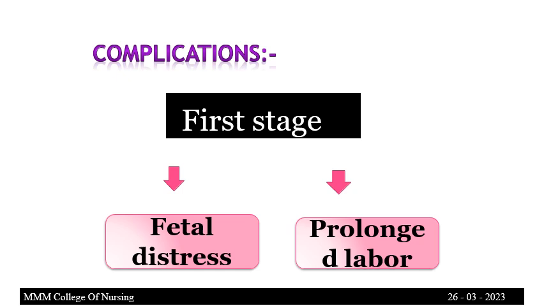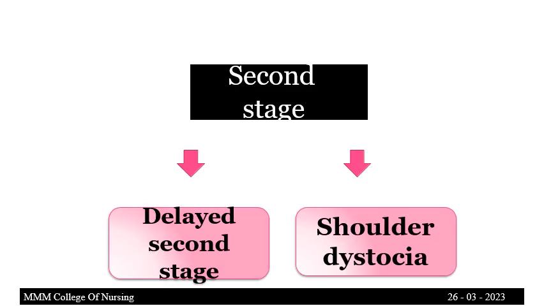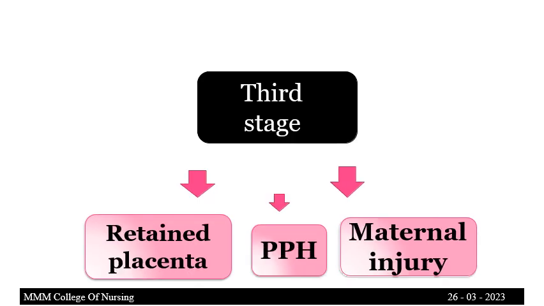Complications: during the first stage there can be fetal distress and prolonged labor. During the second stage there can be delayed second stage and shoulder dystocia. In the third stage there can be retained placenta, PPH, and maternal injury. So this is about the complications.